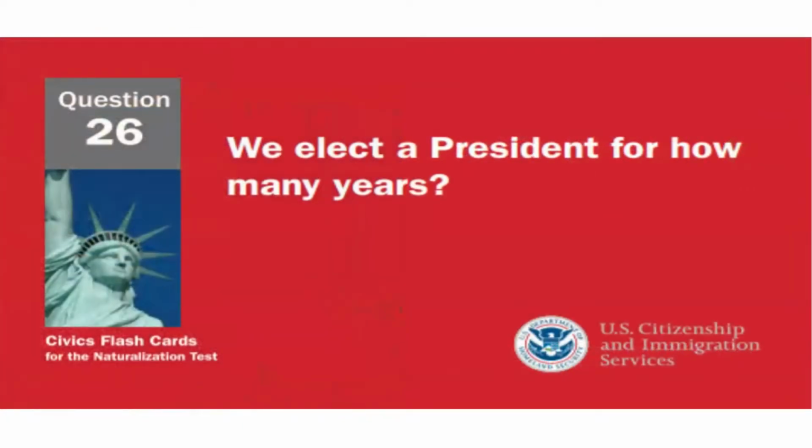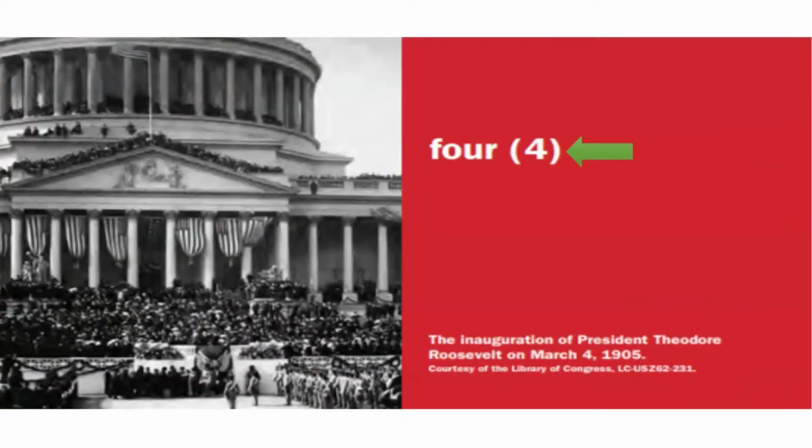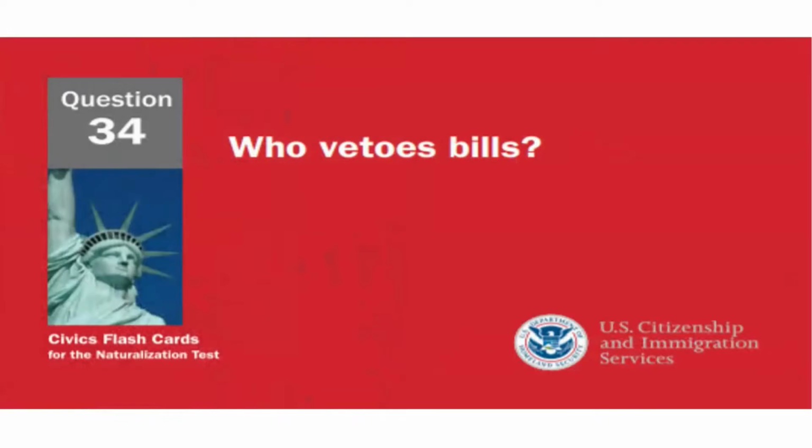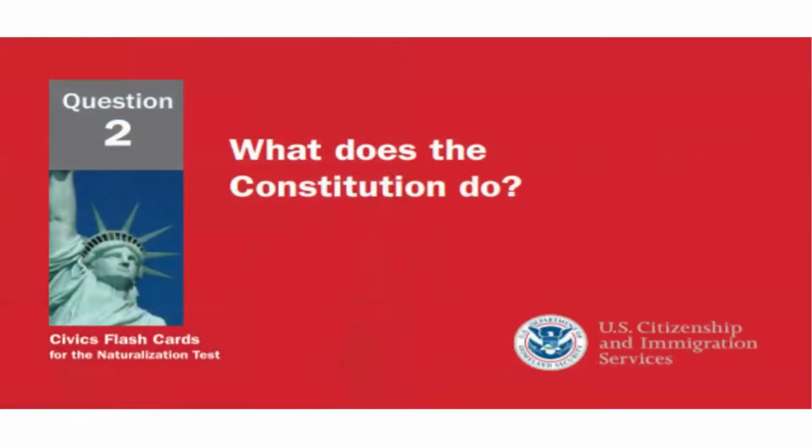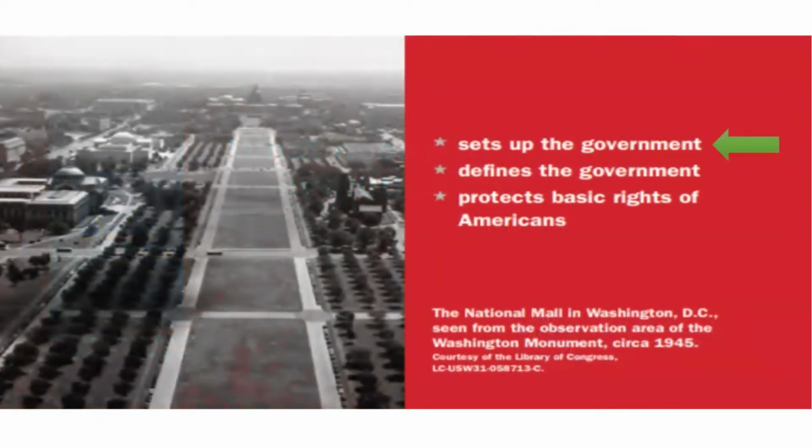We elect a president for how many years? 4 years. Who vetoes bills? The president vetoes bills. What does the Constitution do? The Constitution sets up the government.